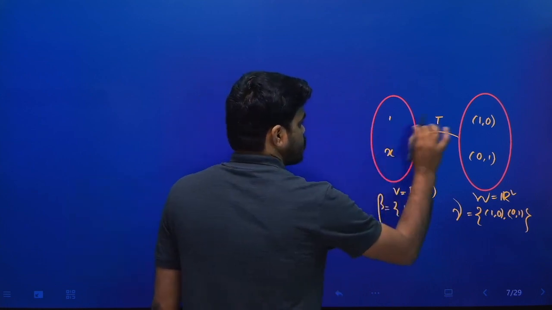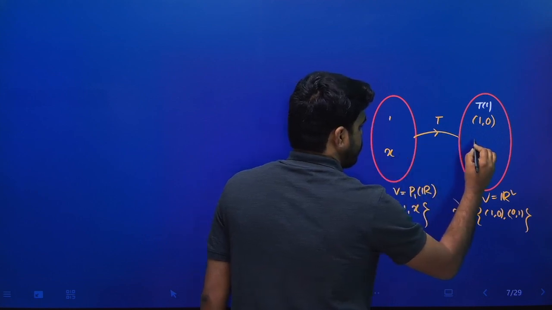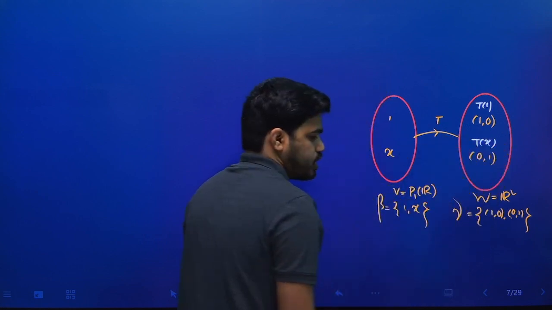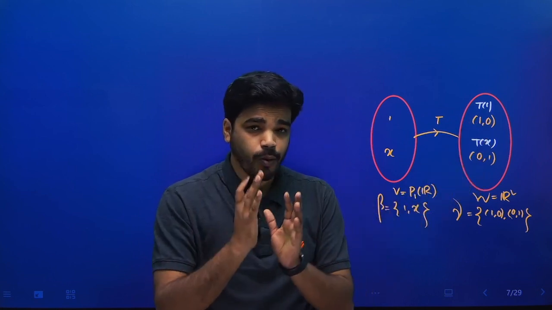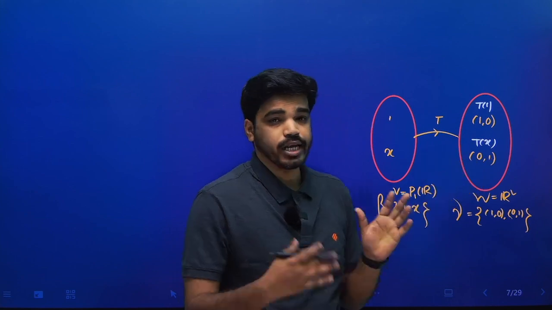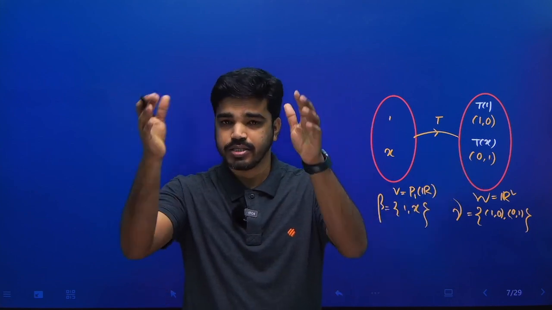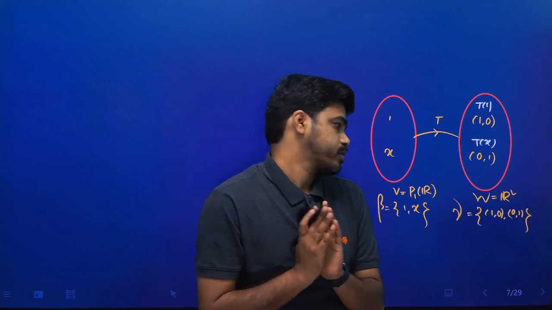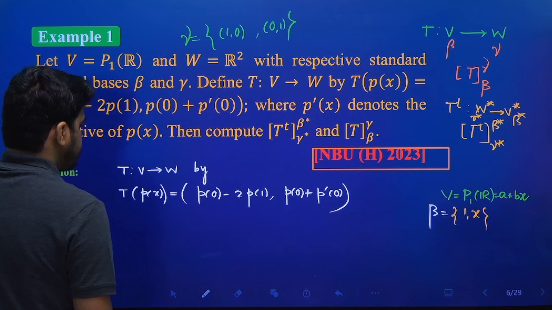Okay, so T(1), x এর image, that is T(x). So what is our target? T(1) কে আমি (1,0), (0,1) এর লিনিয়ার কম্বিনেশন এক্সপ্রেস করব, T(x) কে আমি (1,0), (0,1) এর লিনিয়ার কম্বিনেশন এক্সপ্রেস করব। তবে যে স্কেলার কোএফিসিয়েন্ট গুলো পাবো সেটা রো ওয়াইজ থাকবে, সেটা কলাম ওয়াইজ রিপ্রেজেন্ট করলে আমার প্রবলেম সলভ, রাইট? সো হিয়ার what is T(1)?